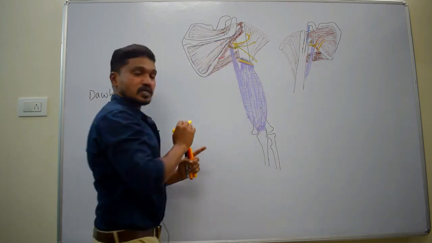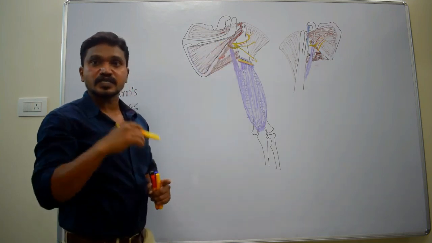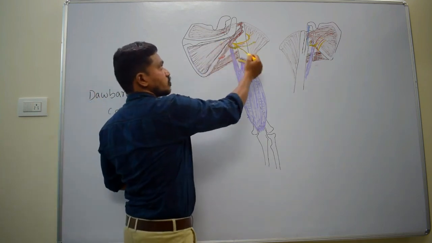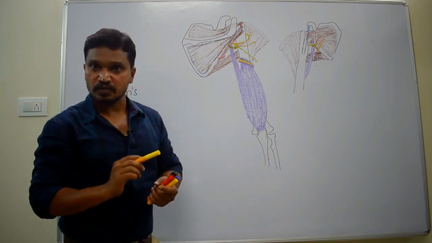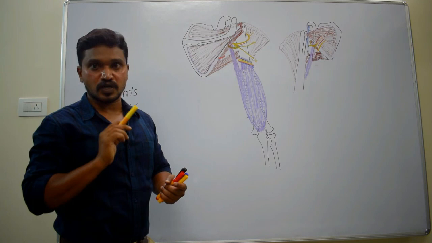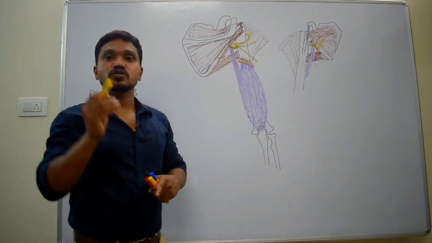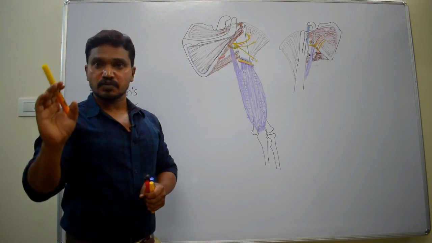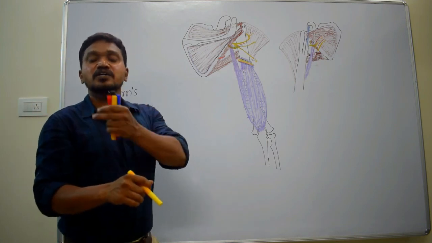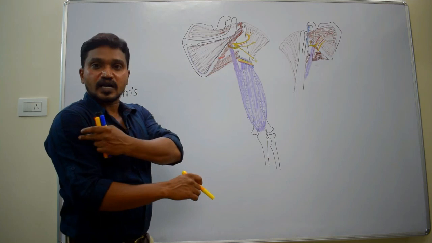In the posterior aspect, within the quadrangular space, it divides into an anterior division and a posterior division. The anterior division winds around the surgical neck of the humerus along with the posterior circumflex humeral vessels. Then it reaches almost to the anterior border of the deltoid muscle, where it supplies the deltoid muscle and also the anterior inferior part of the skin over the deltoid muscle.